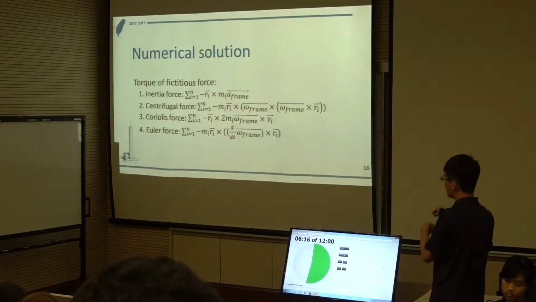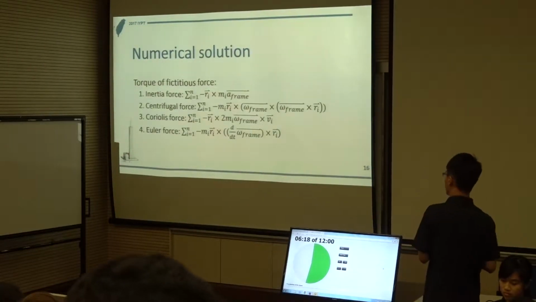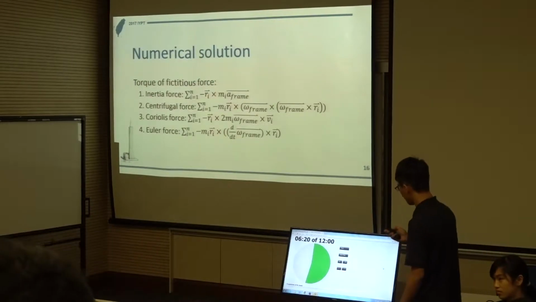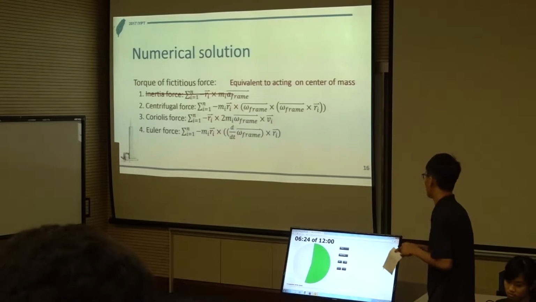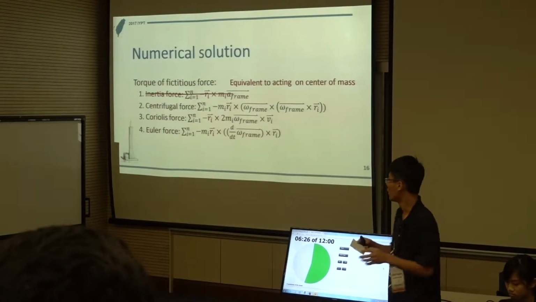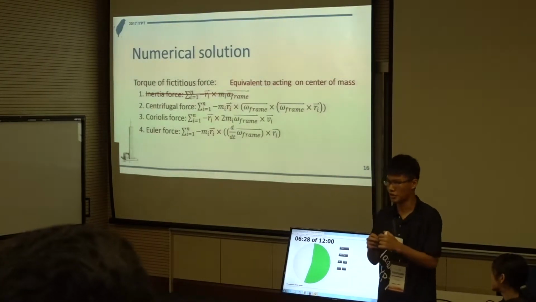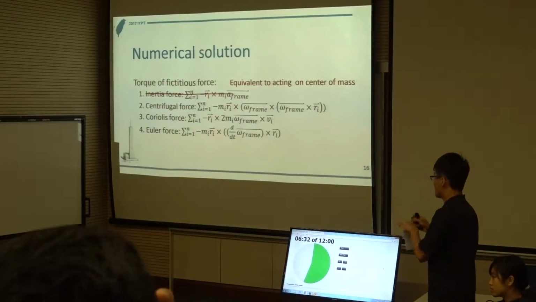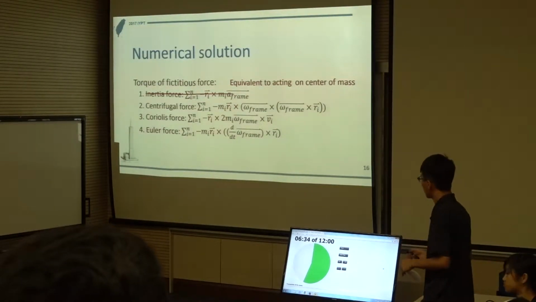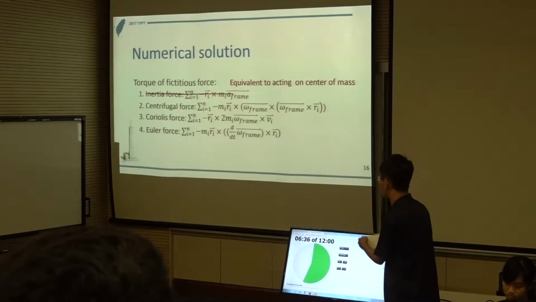And here we calculate the torque of the fictitious forces. First is the inertial force. Because it is equivalent to acting on the center of mass, there is no moment arm, so there is no torque in this case. So we cancel it because there is no torque. And we will calculate the centrifugal force.